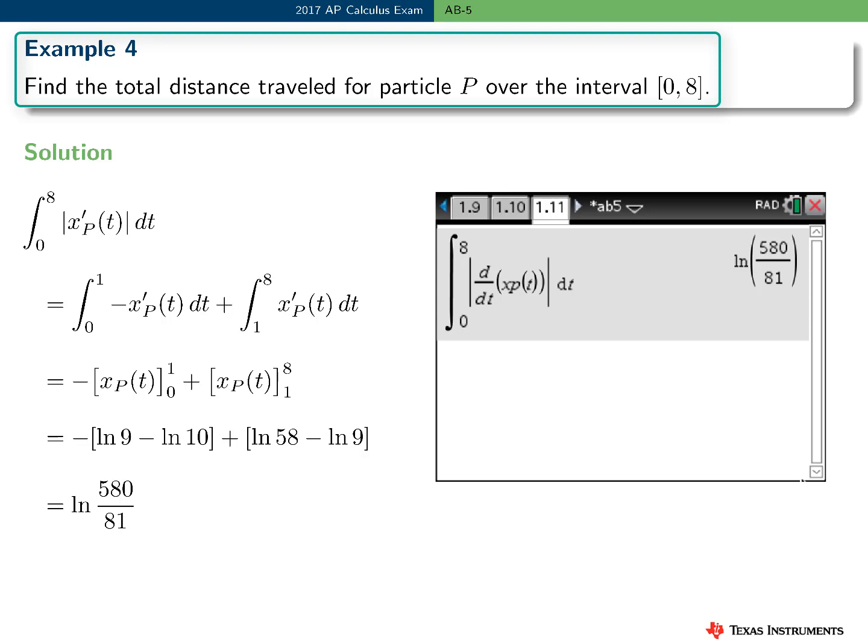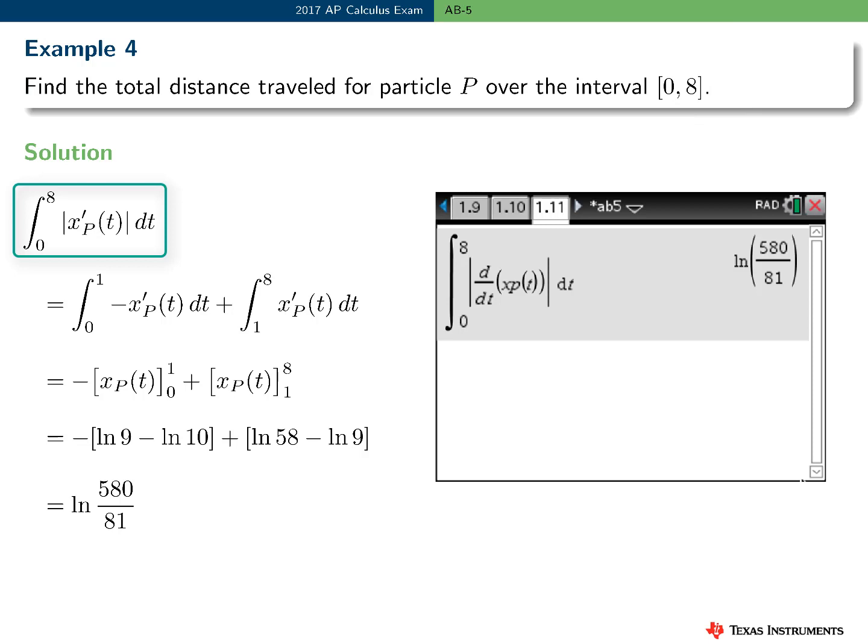Now, I think this is a good question because students need to know the difference between total distance traveled and total displacement. The total distance traveled is the definite integral from 0 to 8 of the absolute value of the velocity. In order to solve this problem by hand, we first need an equivalent expression for the definite integral without absolute value symbols. And that means we need to know where the velocity is positive and where it's negative.